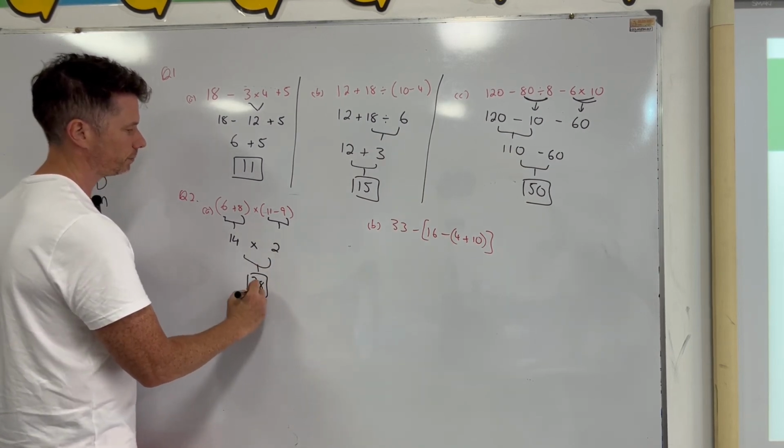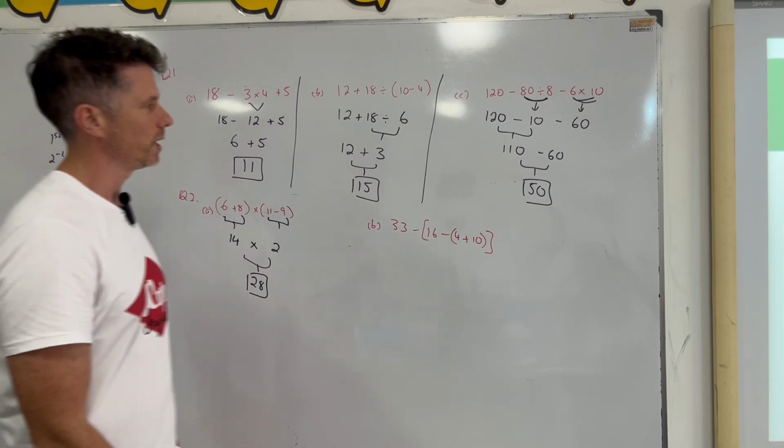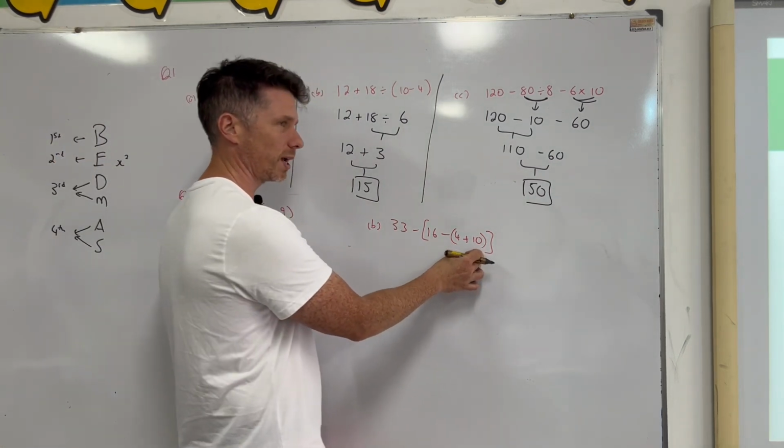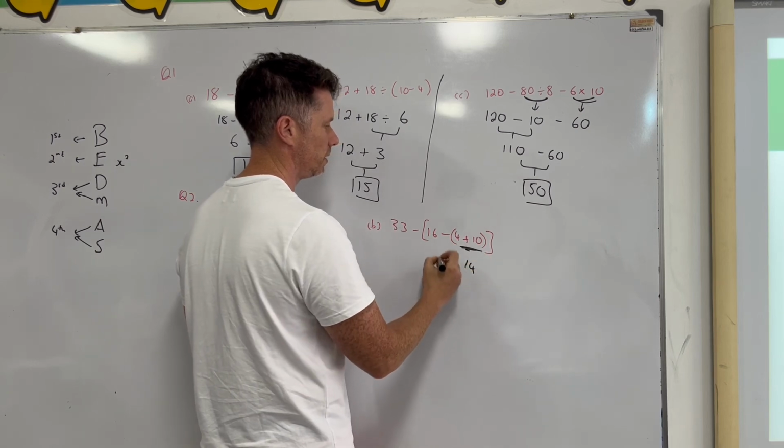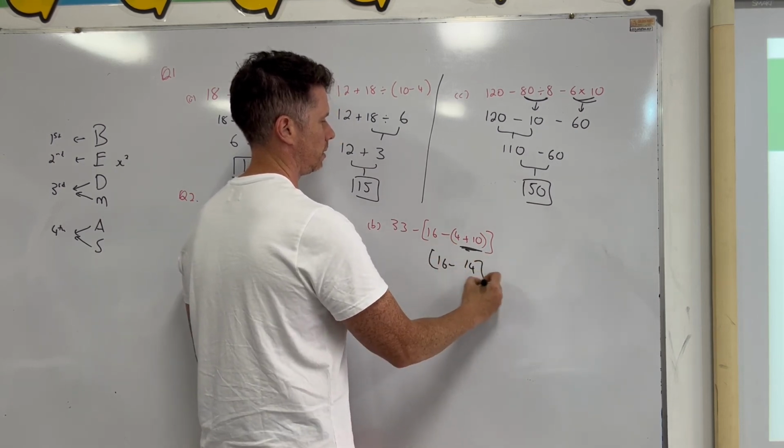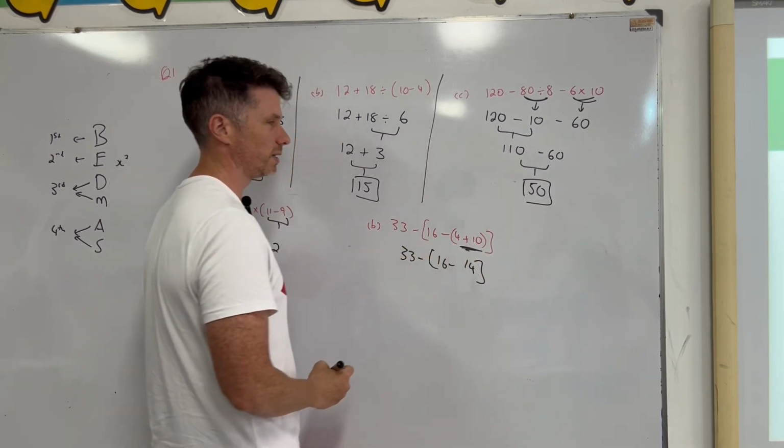Next one. All right, we have a bracket within a bracket. So I do the innermost bracket first. 4 plus 10 gives 14. And then I would rewrite it out again.